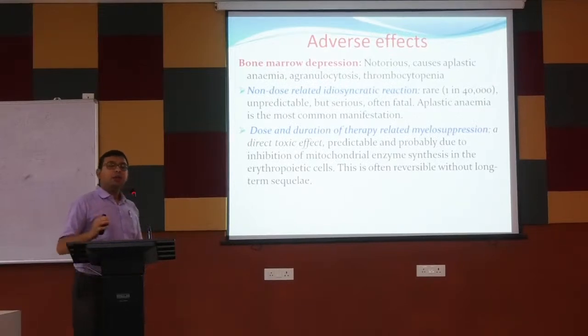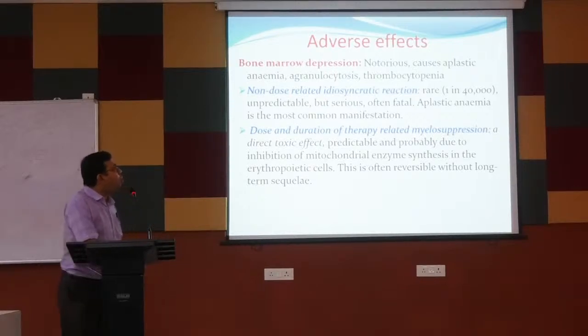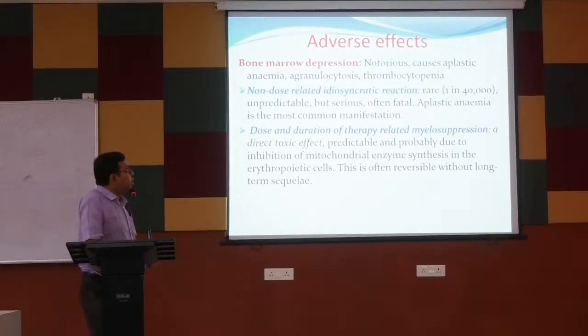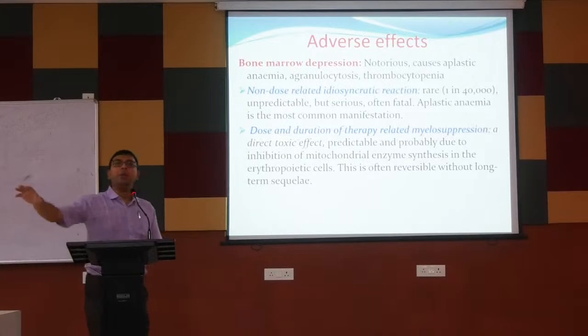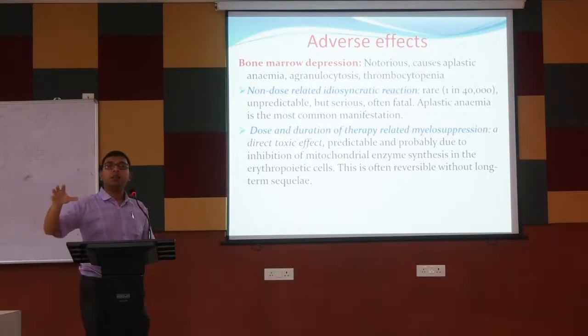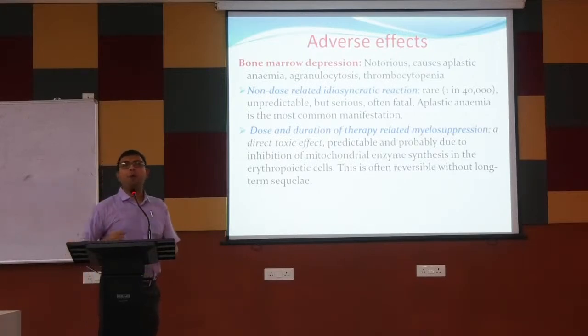Adverse effects. Chloramphenicol ultimately leads to bone marrow depression in many individuals. So it is a notorious cause of aplastic anemia, agranulocytosis, and thrombocytopenia. That is, when it is given in some individuals, the blood corpuscles become compromised.